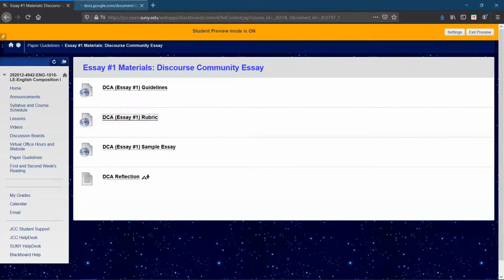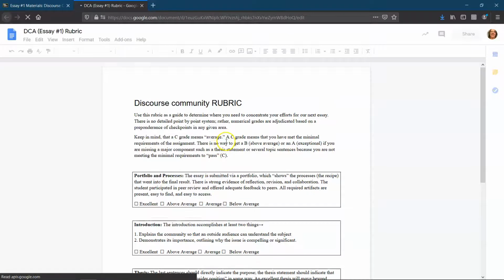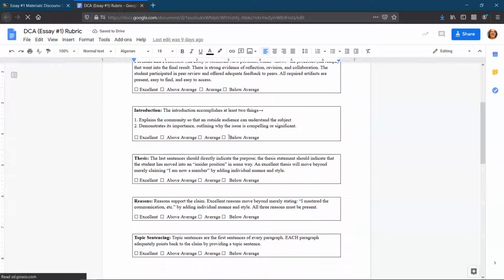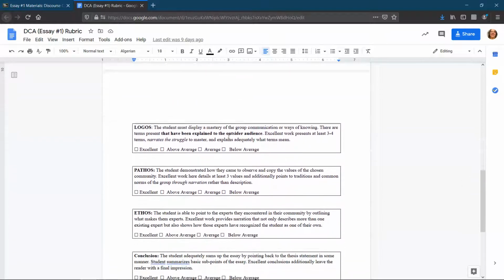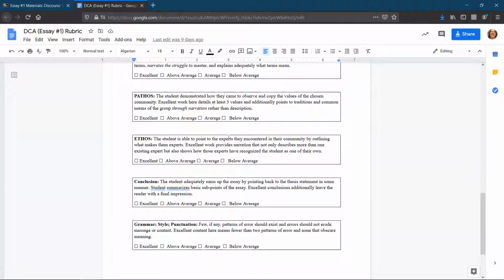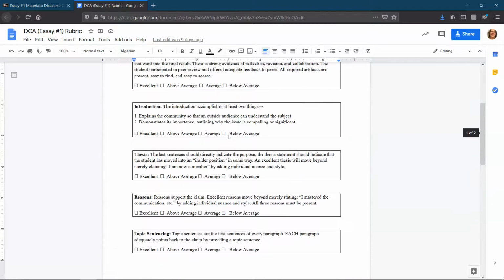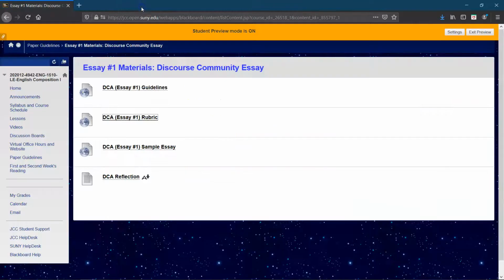And here is the rubric that I'll be using to grade the first paper. And I am also currently working on reading the diagnostic essays and grading those. Now keep in mind the diagnostic essay was just out of 10 points. It was for participation. But our essay number 1, the DCA, will be our first formally graded paper.